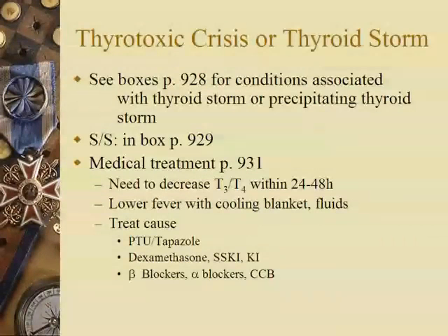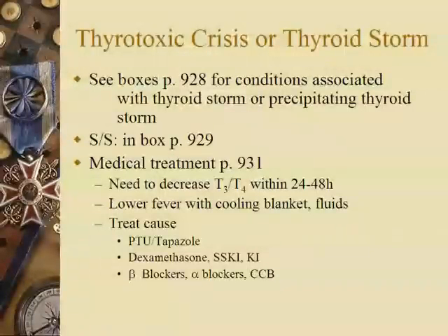A thyrotoxic crisis or thyroid storm. There are boxes listed on page 928 for these conditions that are associated with thyroid storm or precipitating thyroid storm. Symptoms are in a box on page 929. Medical treatment is on page 931. But they need to lower that T3, T4 within 24 to 48 hours.